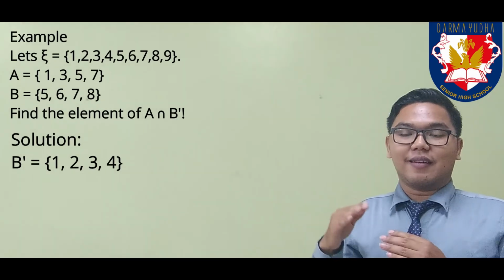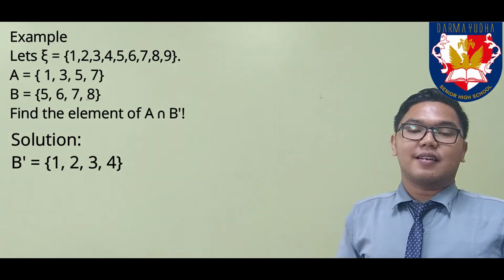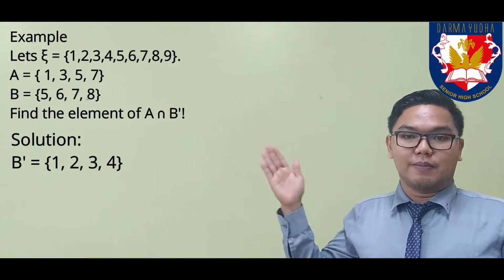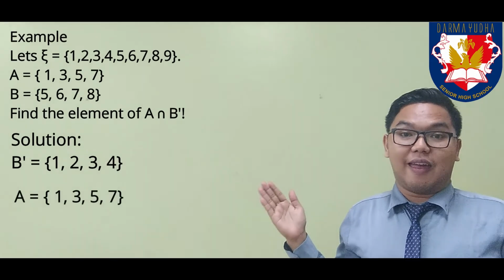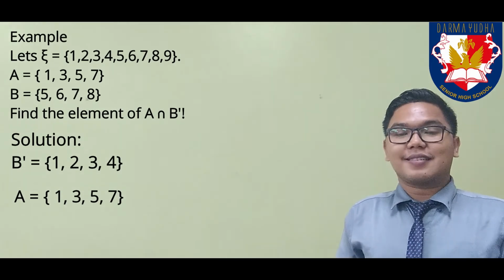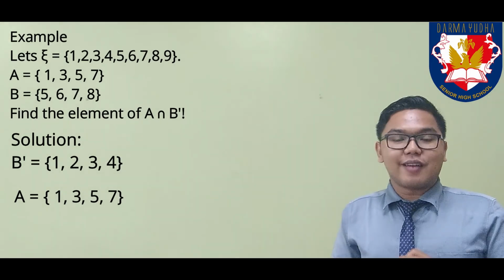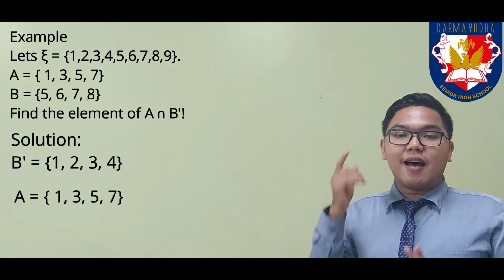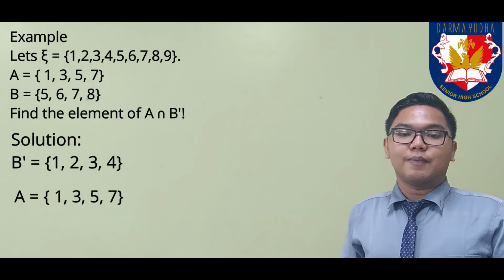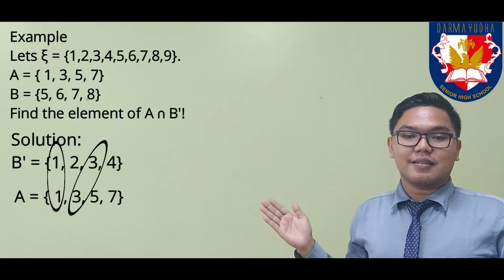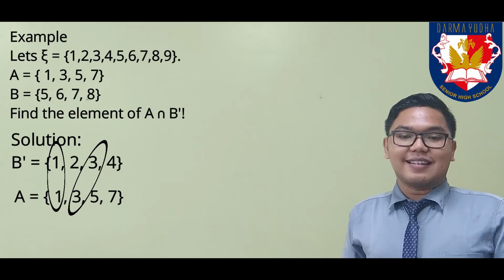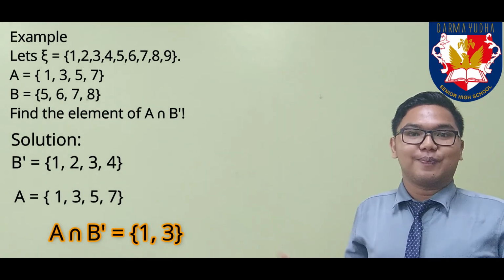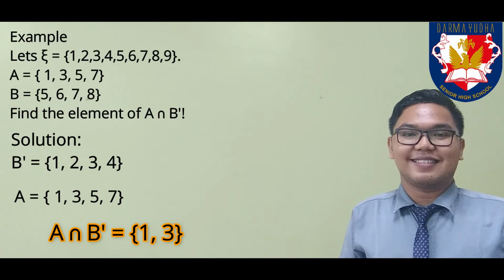The other elements are still in the universal set. So we have found the elements of B complement and we know the elements of A. Now we're going to find A intersection B complement. Intersection means the common elements between two sets. What elements are common between A and B complement? So the answer is A intersection B complement is 1 and 3. That's it. That's quite easy, right?